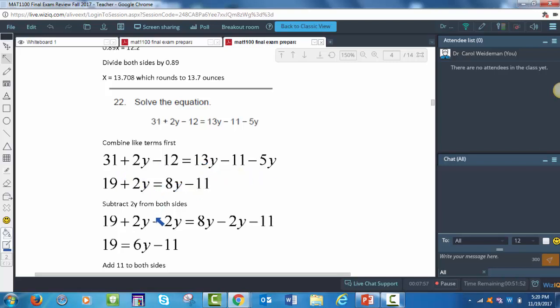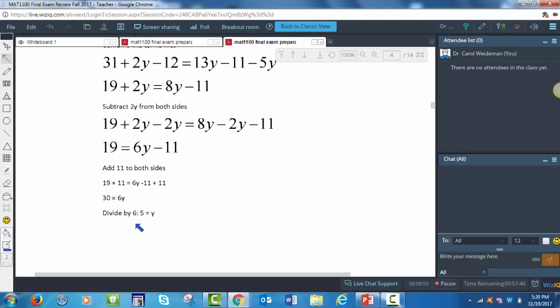Subtract 2y from both sides. I come up with 19 equals 6y plus 11, or minus 11, add 11 to both sides. 30 equals 6y, divide by 6, so y is 5.